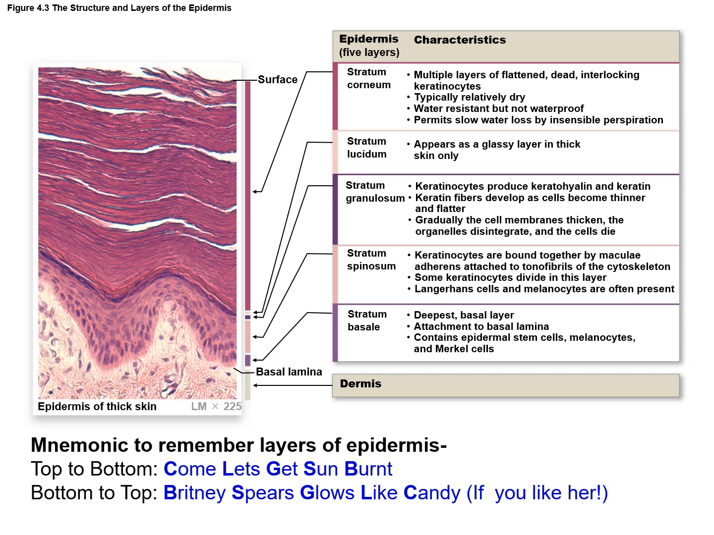An easy way to remember this is using this mnemonic. If you want to go from bottom to top, then the layers would be Britney Spears glows like candy. So B stands for stratum basal, S stratum spinosum, G stratum granulosum, L stratum lucidum, and C stratum corneum.